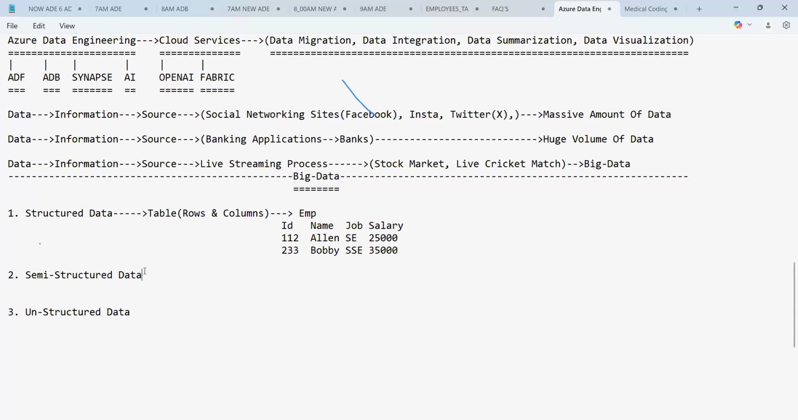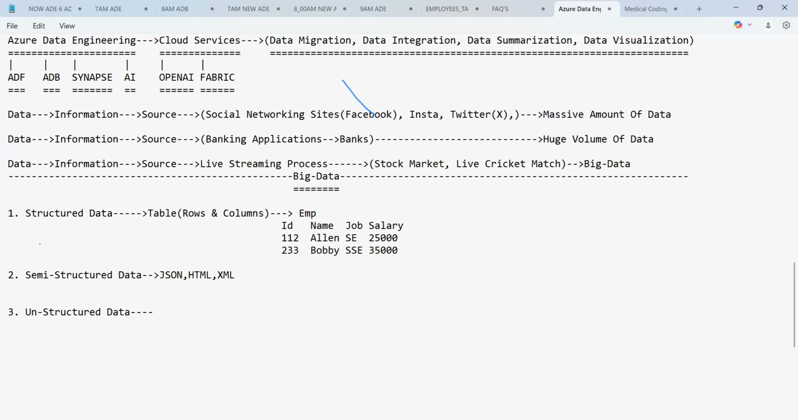Then semi-structured means the data which is not fully structured but still in an understandable format. The data kept in the form of JSON, HTML, or XML, all these are called semi-structured data. And finally, unstructured data.